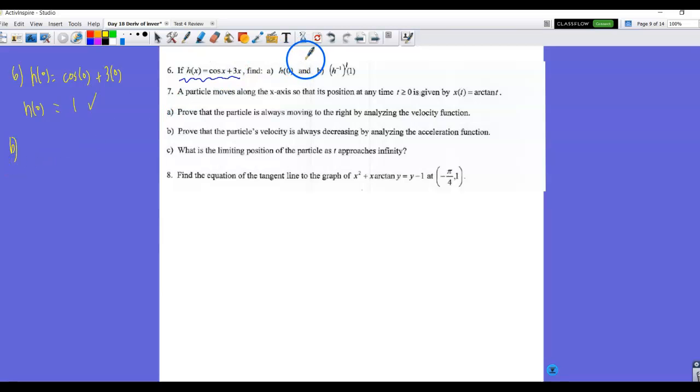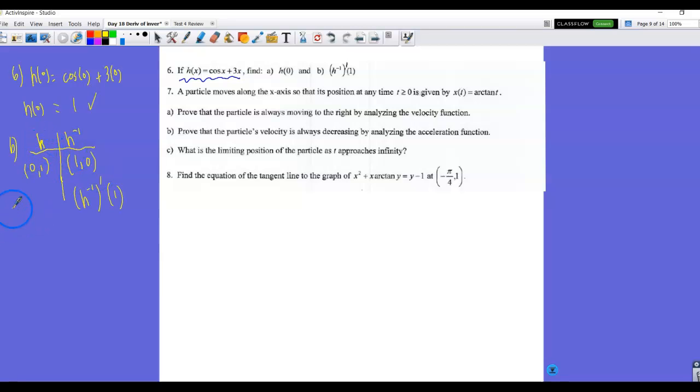Part B wants the derivative of the inverse, h inverse prime, at 1. All right, so I want to be smart, so I'm going to make a chart. So I have h original, and I have h inverse. And on h original, I just established that I have the point 0, 1. So on h inverse, I have the point 1, 0. And this wants the derivative of the inverse at 1.